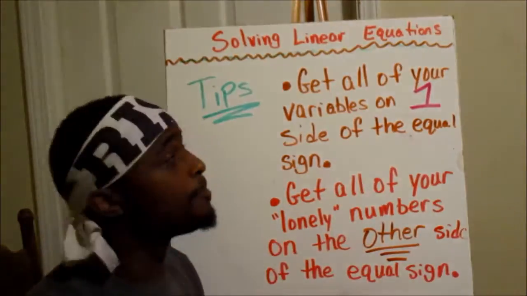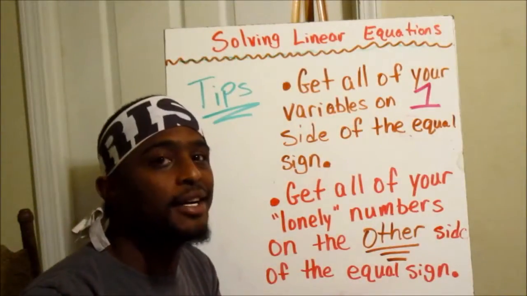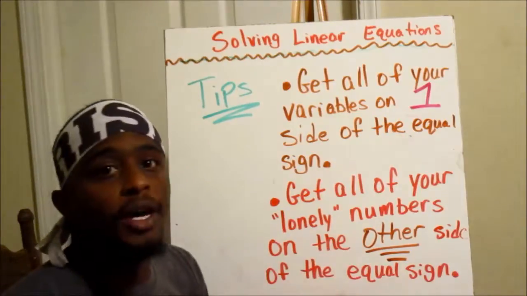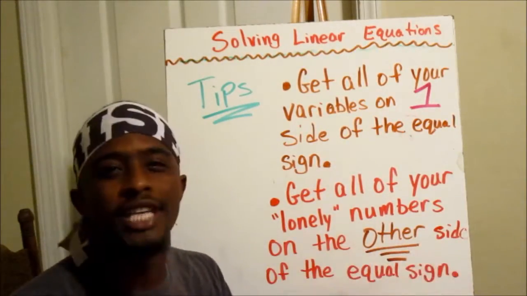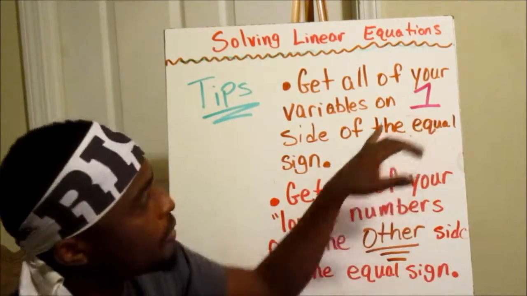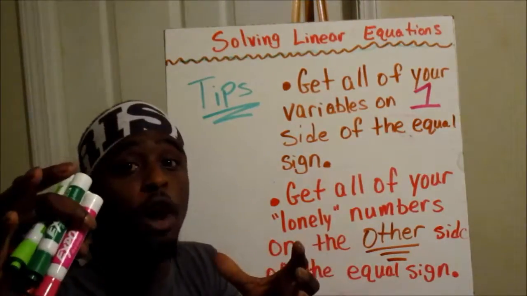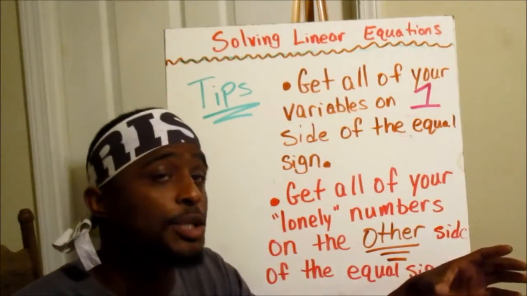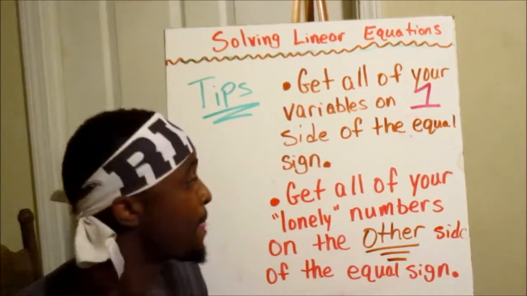First, tip number one. You need to get all of your variables on one side of the equal sign. You don't want x's on both sides of the equal sign or y's on both sides of the equal sign. So you want to perform inverse operation to get all of your variables to one side. And it doesn't matter which side you pick. You can move all of your variables to the left side of the equal sign, or you can move all of your variables to the right side of the equal sign.